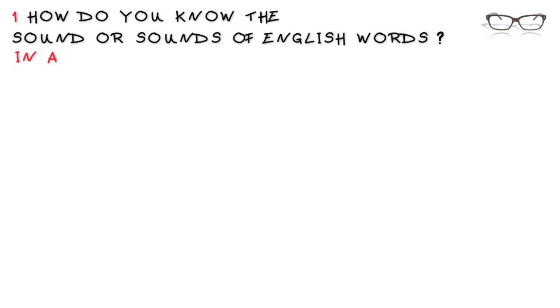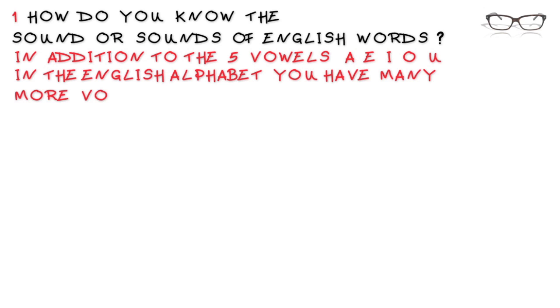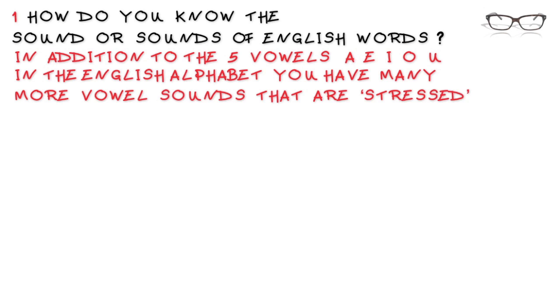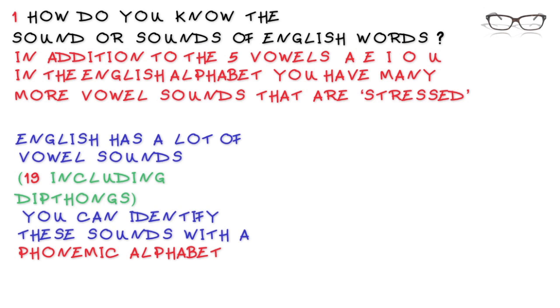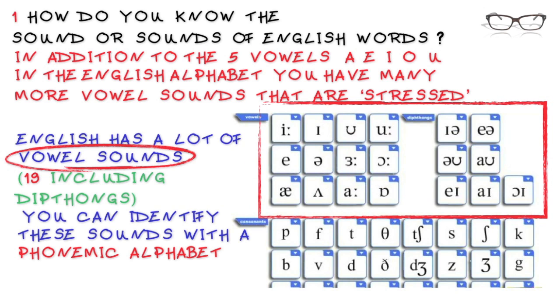So let's look quickly at how you know the sound or sounds of English words. Now, in addition to the 5 vowels of the alphabet, A, E, I, O, U, these are very important because they are the sounds that are stressed. English has many more vowel sounds, 19, including the diphthongs, which I'll explain later. And you find all of these wonderful sounds in a phonemic alphabet chart, like the one I'm showing here.